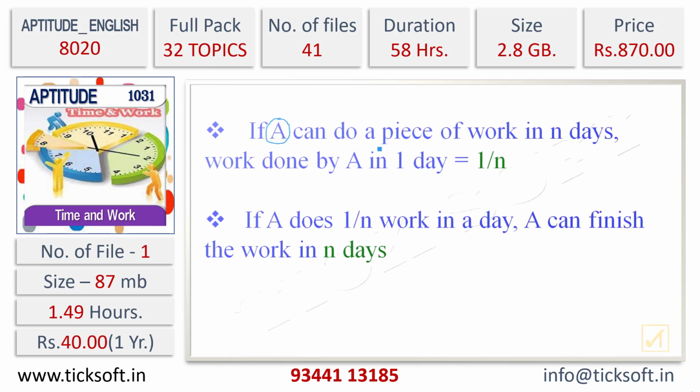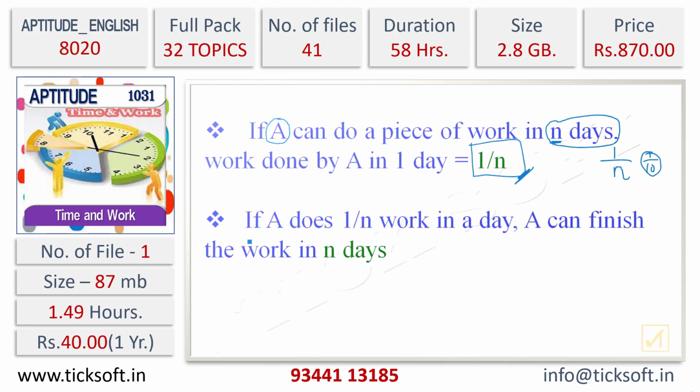So, if a person can do a piece of work in totally n days, then his 1 day's work, that is, work done by that person in 1 day, will be equal to 1/n, because he took totally n days. So, out of n days he can finish only 1 day's work in only 1 day. Therefore, work done by that person in 1 day will be equal to 1/n. Suppose it is given that A can do a piece of work in 10 days, then work done by A in 1 day will be equal to 1/10.